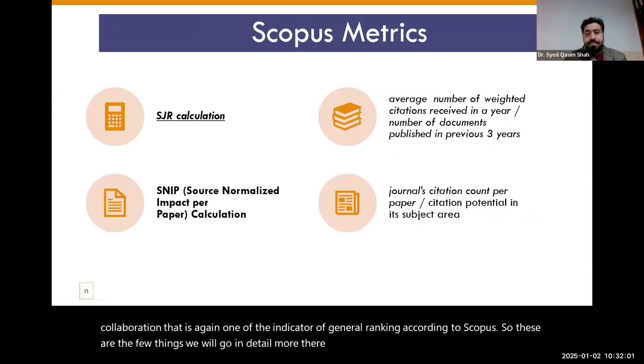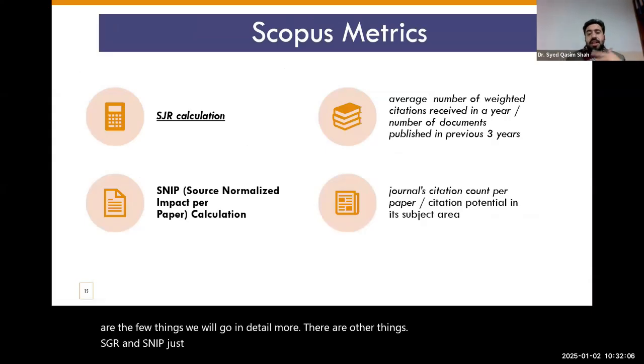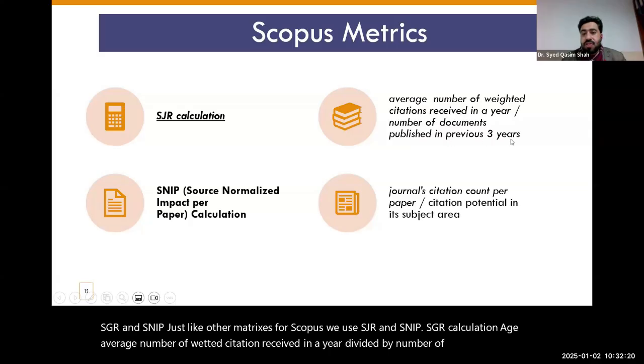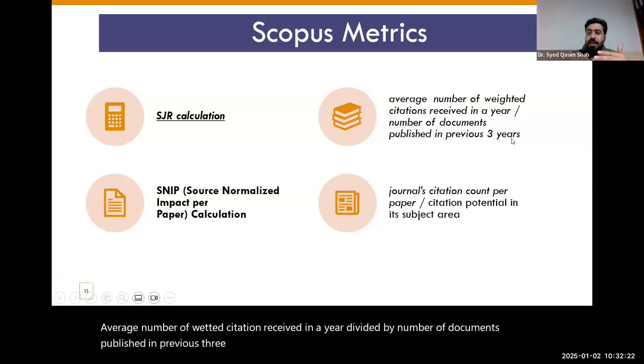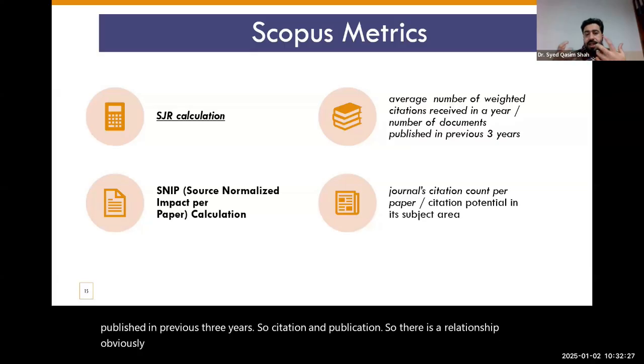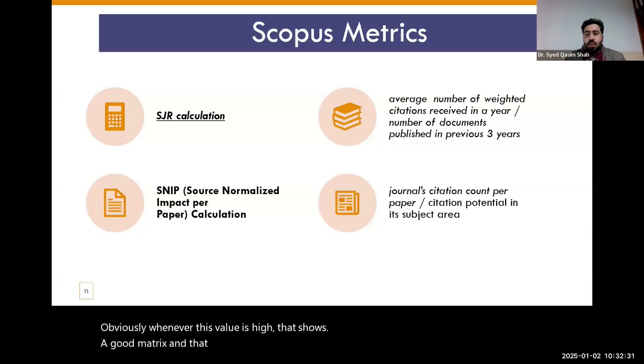There are other metrics, SJR and SNIP. For Scopus, we use SJR and SNIP. SJR calculation: the average number of weighted citations received in a year divided by the number of documents published in the previous 3 years. So citation and publication, there is a relationship. Obviously, whenever this value is high, that shows a good metric, that shows the value of a journal.